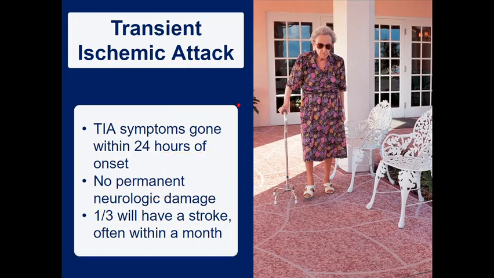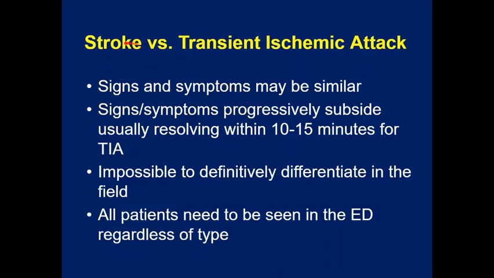And so risk factor modification, primary care, all that stuff is super essential if someone has a TIA to help mitigate the risk of them having a subsequent worsening catastrophic event. So to compare and contrast an acute stroke from a TIA, the presentation in the acute setting, because a TIA can be acute, it's just not permanent and then resolves after the fact. The signs and symptoms may be similar because it's still ischemic. But a TIA may progressively subside and resolve, and is impossible to differentiate in the field. Unless they got better and have no symptoms whatsoever, they still should go to the hospital because it could still be a stroke. All right, so all patients need to be seen in the ER regardless of type.